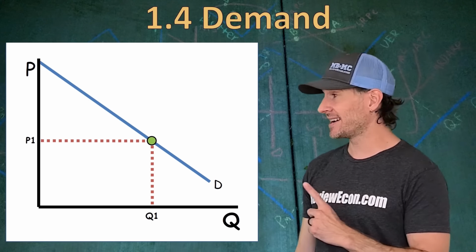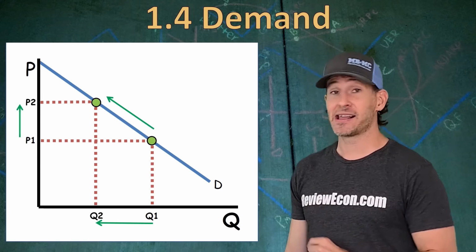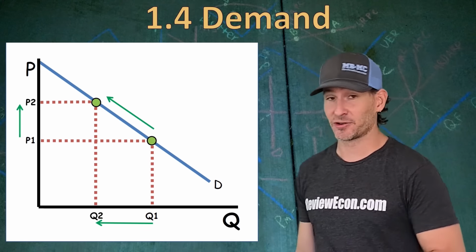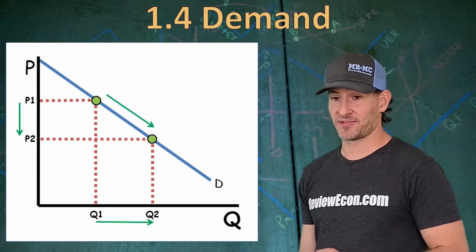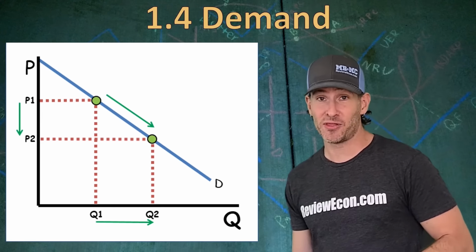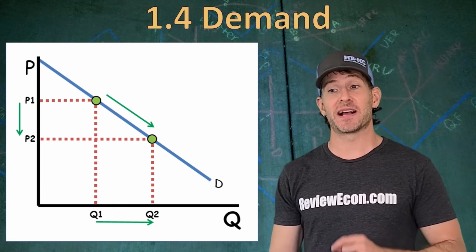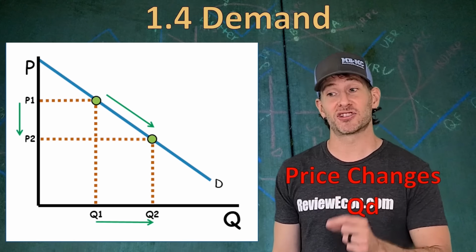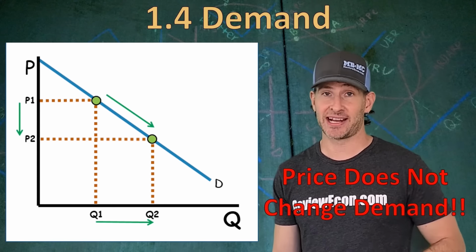So when price rises, that causes movement along the curve. Increases in price cause a decrease in quantity demanded. Likewise, a decrease in price causes a movement down that curve and increases quantity demanded. Special thing to note is that price changes quantity demanded. Price does not change demand.